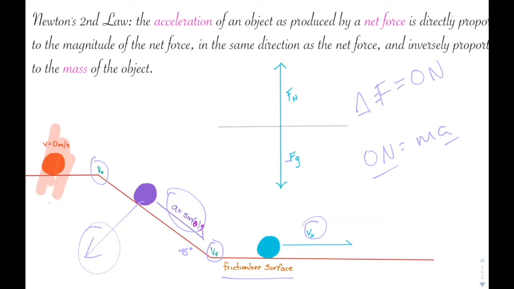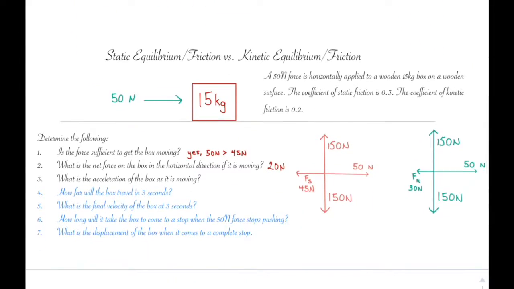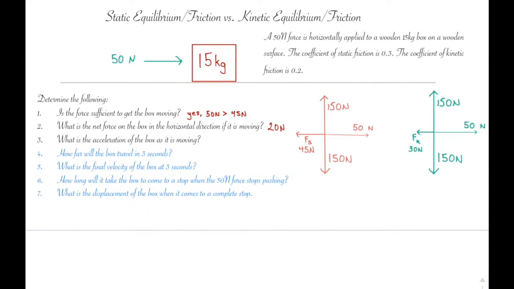What we're going to move forward with is a problem that we already discussed in the last video, so this should be a very similar scenario. Now I went ahead and just gave you the answers that we got in our last video, and that was that the 50 newtons acting on the box was sufficient to get the box moving because the static friction of the box is equal to 45 newtons. And so 50 newtons is greater than 45 newtons. And then the net force of the box that we solved in the last video was 20 newtons.